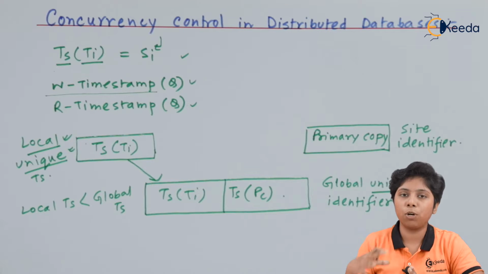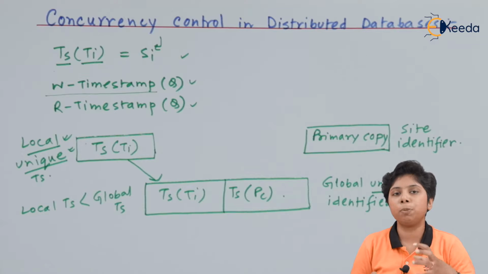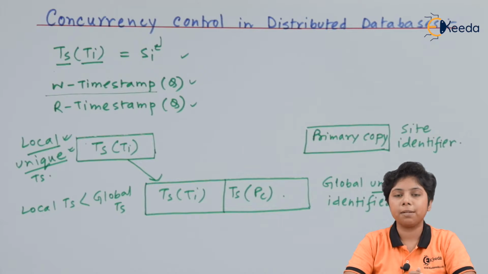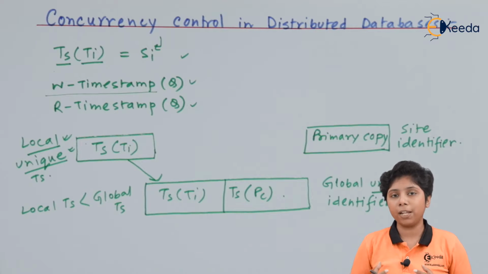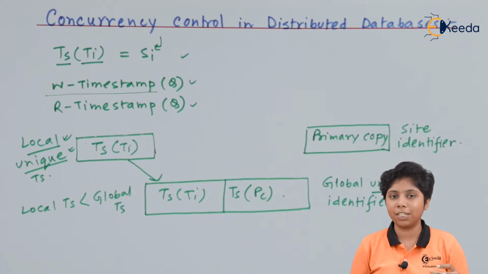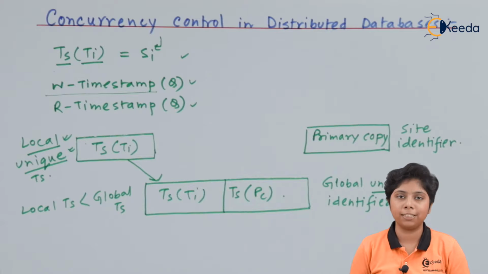That means there is one site which is responsible for generating an identifier to be combined with the local time system so that we can have a global identifier which will identify that the timestamp of this transaction can be compared with the other transaction from other sites.